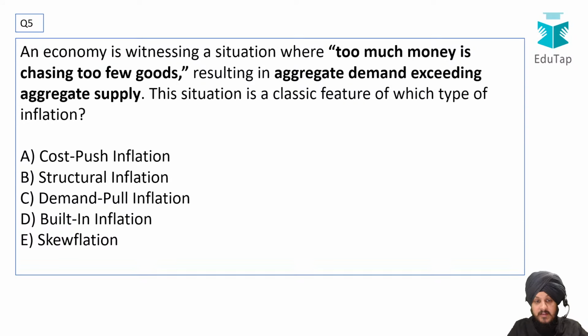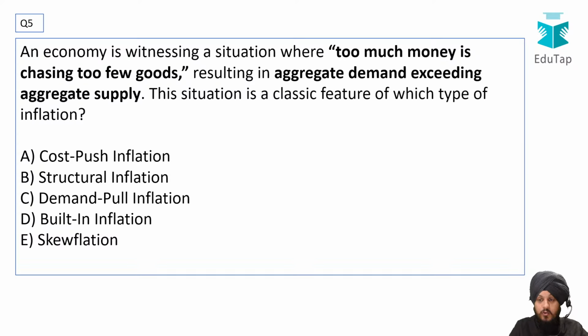An economy is witnessing a situation where too much money is chasing too few goods, resulting in aggregate demand exceeding aggregate supply. This situation is an example of what type of inflation?